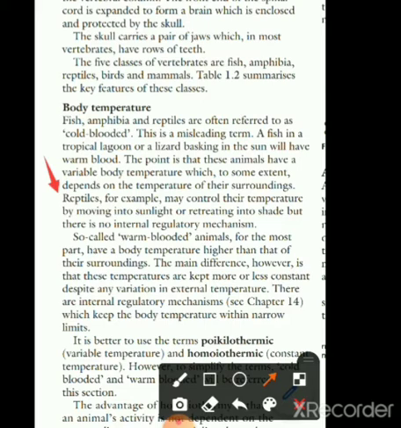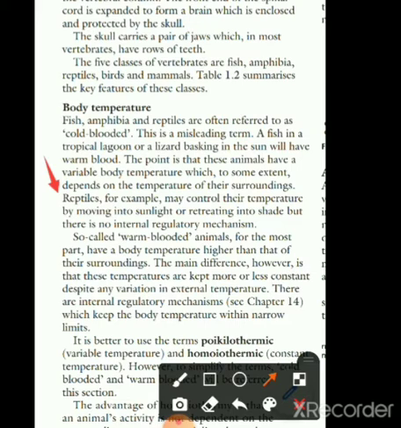Next case is the warm-blooded animals. For the most part, their body temperature is higher than that of their surroundings. First thing is that cold-blooded organisms are dependent upon the external environment. Warm-blooded organisms are not dependent on the external environment. They can regulate their body temperature. Simply, lizards are cold-blooded organisms, but human beings are warm-blooded organisms. Obviously, we don't need to hibernate when it's extremely cold or hot. We can survive on land.